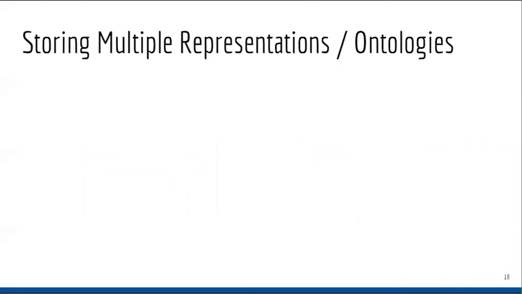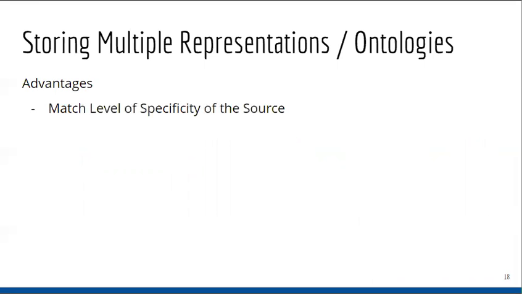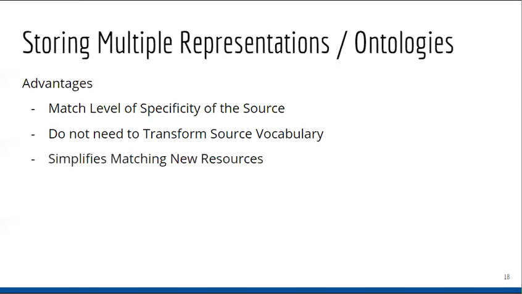There are some advantages and disadvantages to the approach taken by GraphKB. Some of the advantages are that we're able to match this level of specificity given by the source, which means we don't have to make assumptions when we're inputting. We don't need to transform the source vocabulary. This makes it easy to trace back from the version that is stored in GraphKB to the original version that's from the source knowledge base. This also simplifies matching and importing new resources because there's less steps to be taken.